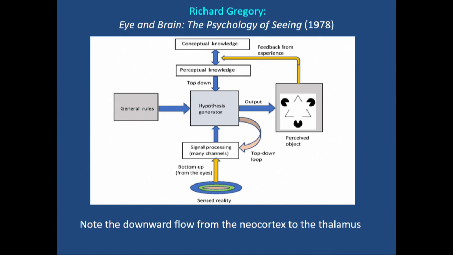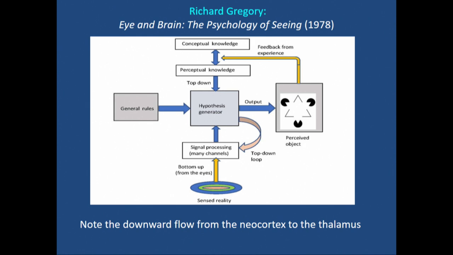There are general rules going to a hypothesis generator. So you generate a hypothesis about what it's doing. You do so on the basis of your conceptual knowledge and perceptual knowledge, which acts down on this hypothesis generator. From the bottom, sensed reality, the signals from outside are coming up. That's bottom up from the eyes.